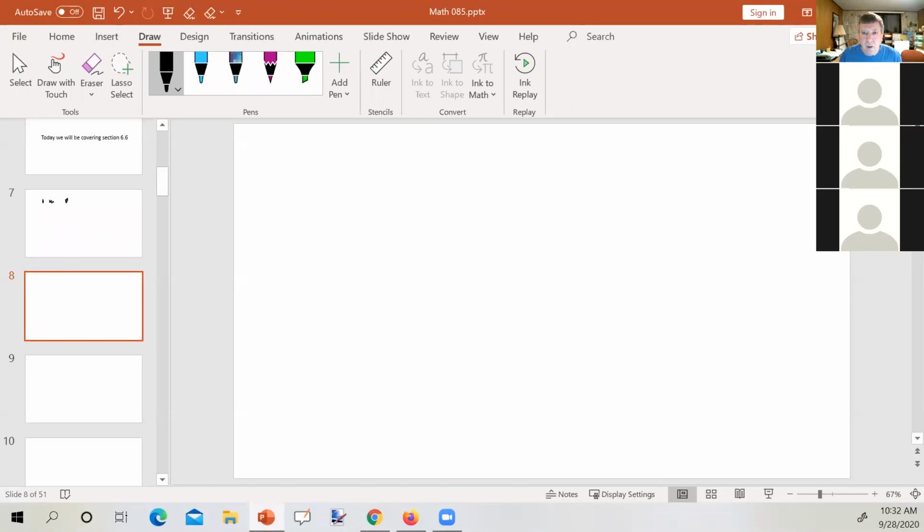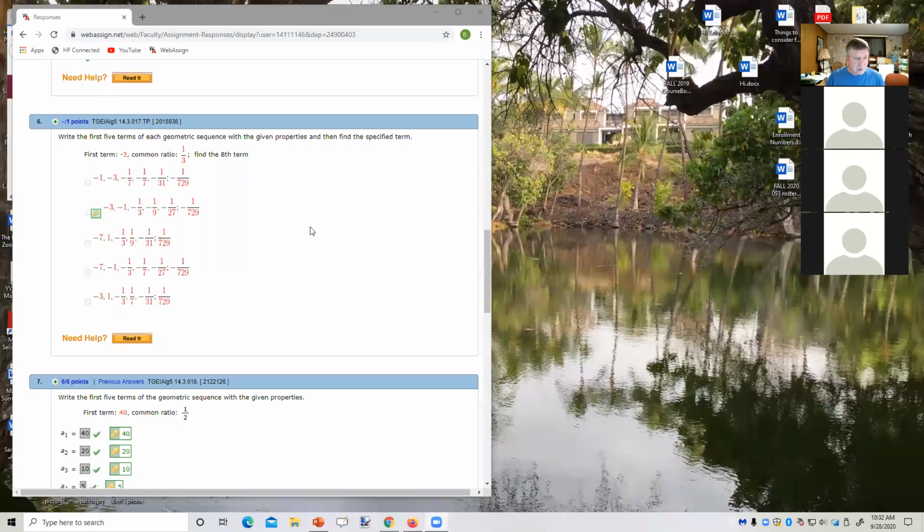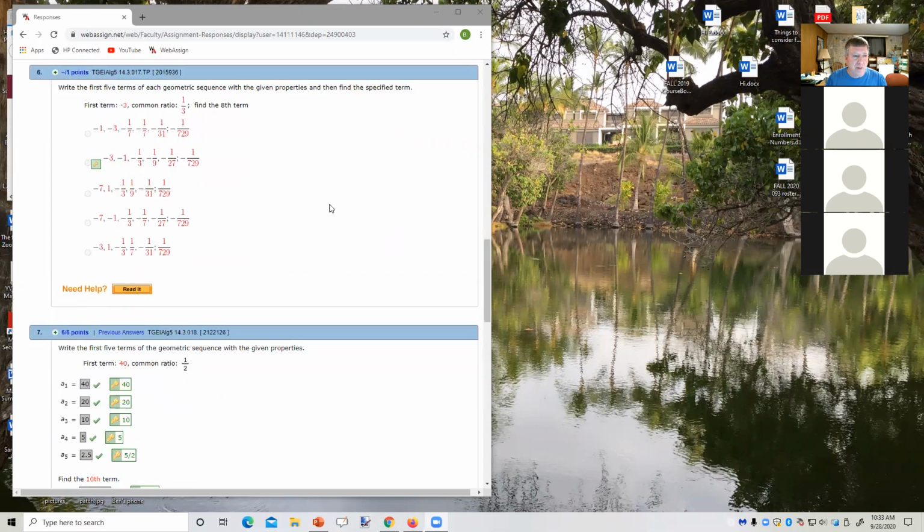First of all, I am going to share a problem that was requested. This is problem number 6 from section 14.3. I'm just going to show people's problems. Nobody knows whose they are because you don't see their name, but this will make it easier for you to see the problem. It says, write the first 5 terms of each geometric sequence with the given properties and then find the specified term. We're told the first term, the common ratio, and we are to find the 8th term.